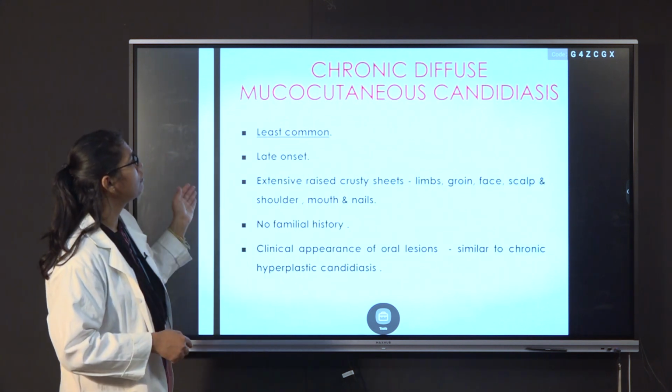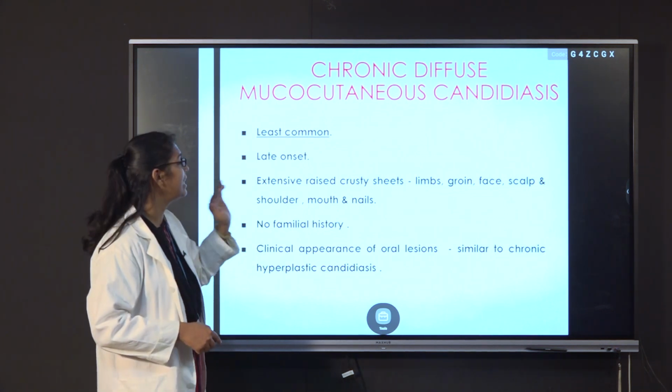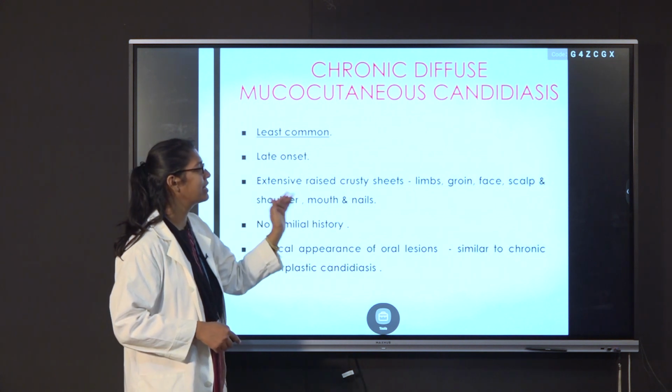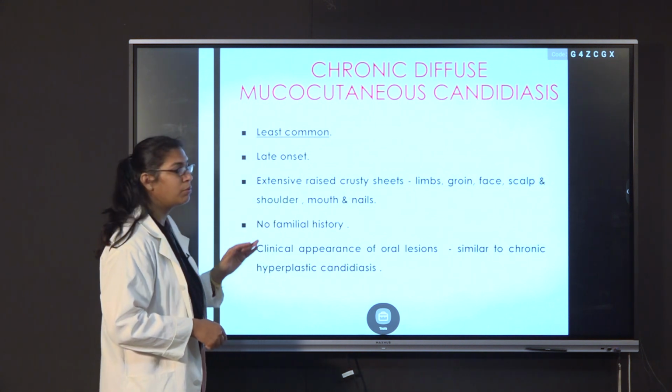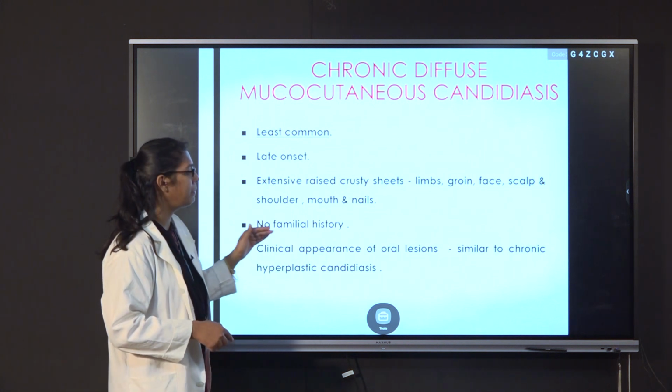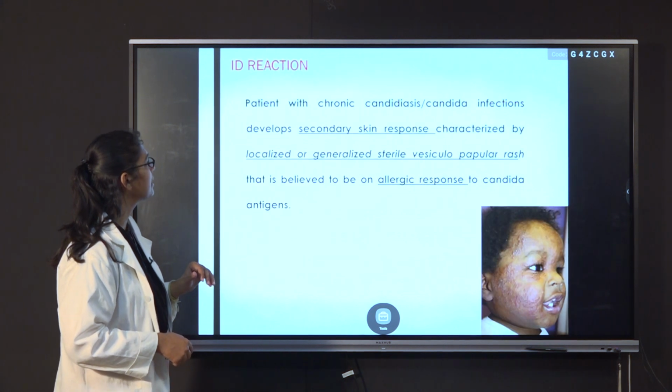Lastly, chronic diffuse mucocutaneous candidiasis is the least common. Late onset is seen here. Extensive raised crusty sheets are seen on the body, and there is no familial history for this. The clinical appearance of oral lesions is similar to chronic hyperplastic candidiasis.